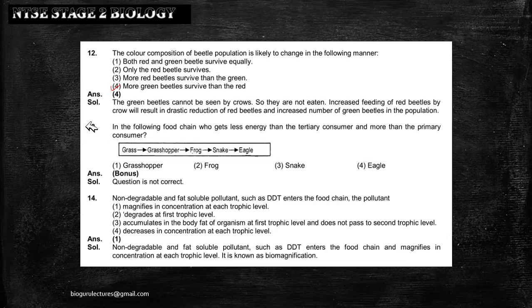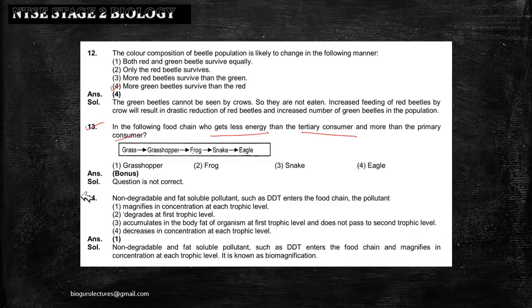Next, question 13. Which in the following chain gets less energy than the tertiary consumer and more than the primary consumer? So, I think it's a bonus question here. If you want to find the perfect one, the food chain gets less energy than the tertiary consumer and more than the primary consumer. Yeah, I think this question is completely confusing. I don't think we can go with any options here.